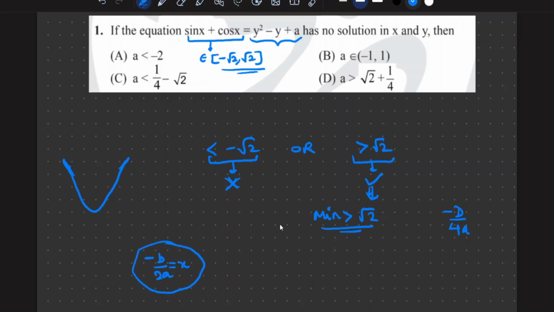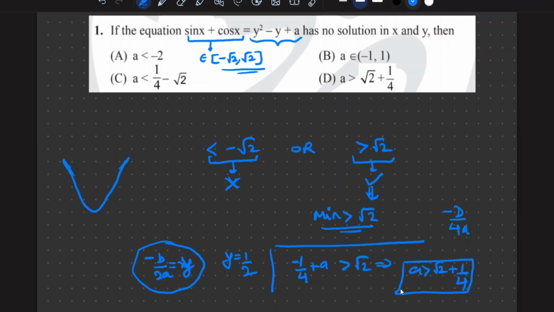Okay, so let us substitute. So the minimum value occurs at y is equal to half, right? So 1 by 4 minus 1 by 2 would be minus 1 by 4 plus a. Here I am doing the manipulations already. Plus a is greater than root 2. So simply a is greater than root 2 plus 1 by 4. Okay, so this is our answer. Which option does it match with? D option, right? So this is our answer.